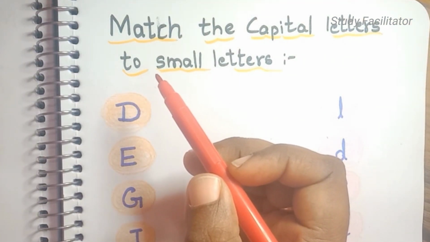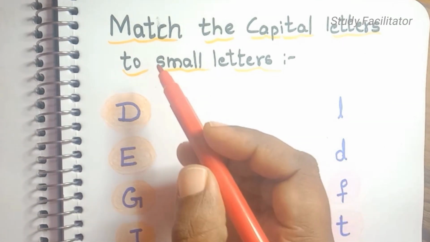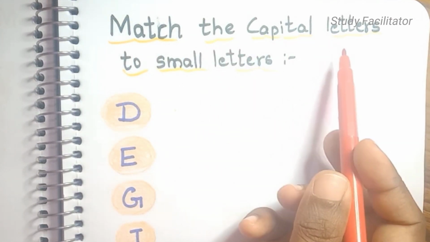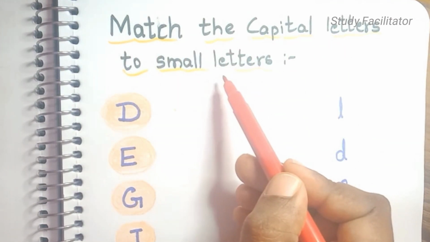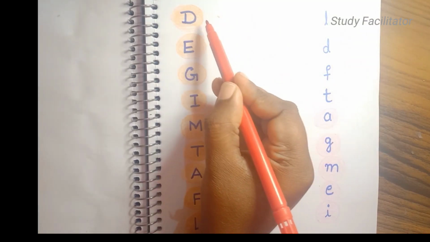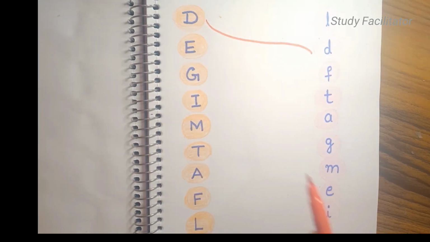In this video, we are going to learn English worksheets for LKG, UKG and nursery kids. In this worksheet, we are matching the capital letters to small letters. Let us start now. D. This is the small letter D. Next, we are matching E.